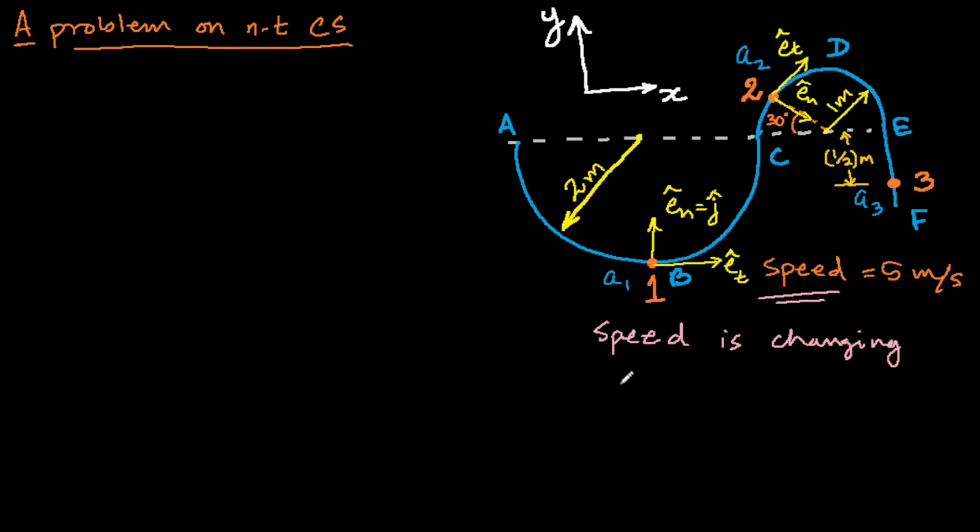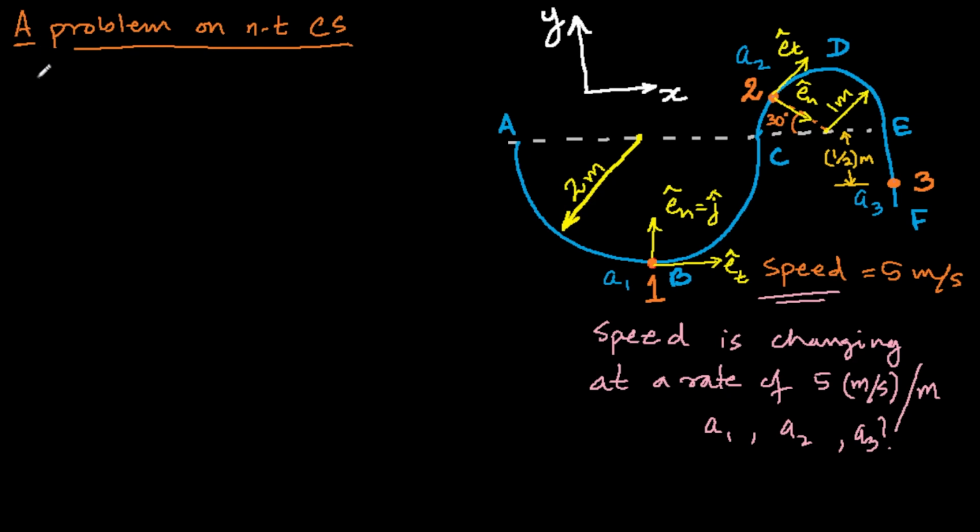at a rate of, say, 5 meters per second. Sorry, meter per second, but not with respect to time, but per meter. That means every meter the particle moves on this path, the speed changes by 5 meters per second. Still, we are supposed to find out what is a1, a2, and a3. So that's still the question.